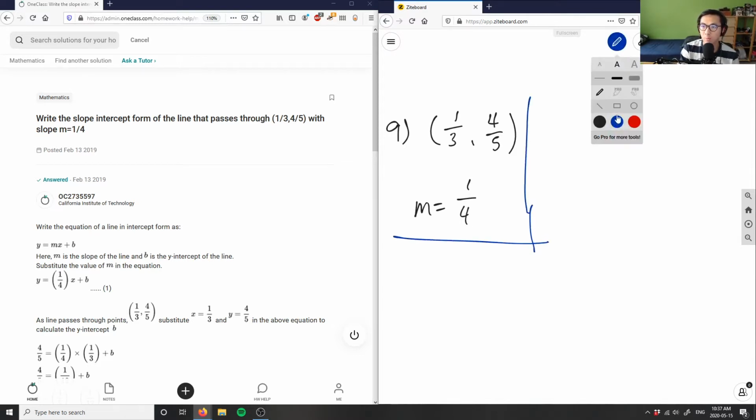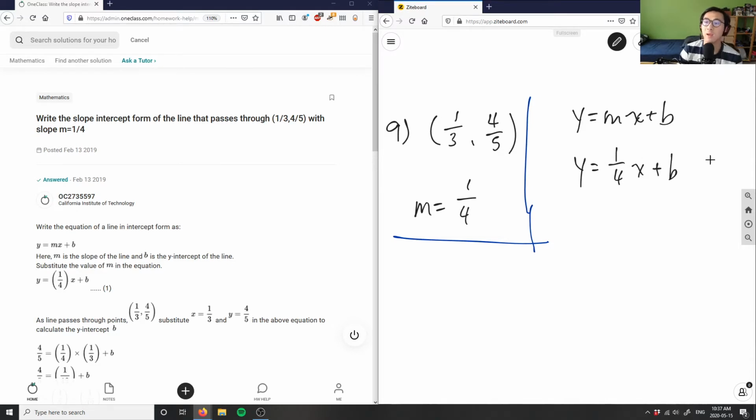what I'm going to have to do is first use my slope in the equation in slope-intercept form, right? The reason why I use slope-intercept form is because I'm already given my slope. So I know that y equals mx plus b. I know my m is equal to 1/4, so y equals 1/4 x plus b. And all I'm going to have to do is isolate for my y-intercept.